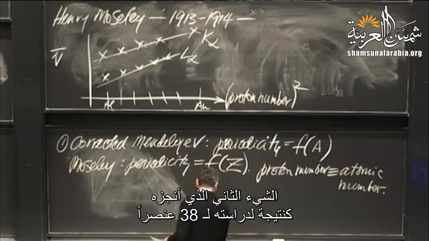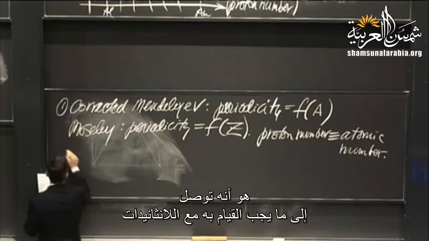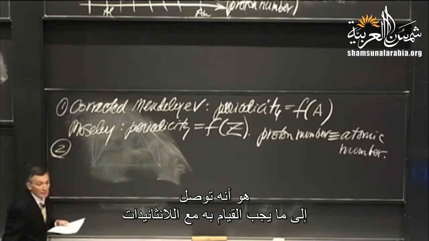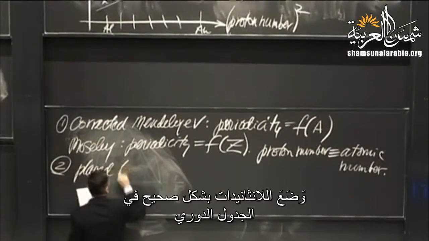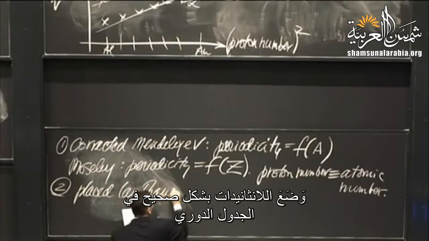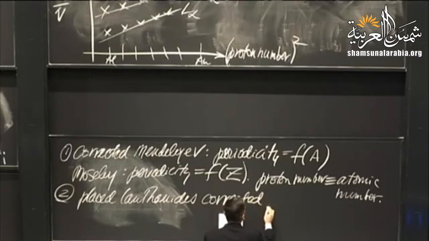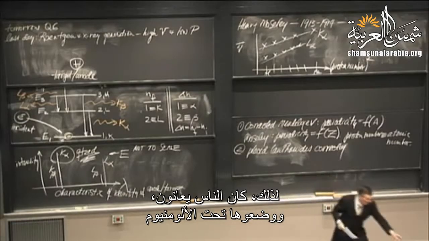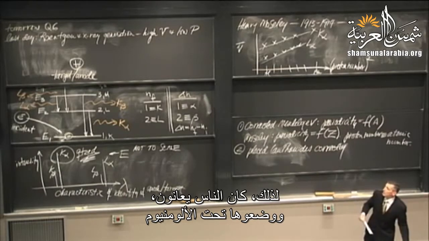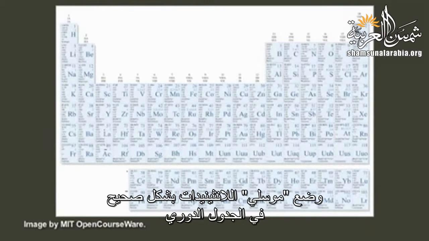The second thing that he did as a result of his study of 38 elements is he figured out what to do with the lanthanides. Remember our friends, the lanthanides? He placed the lanthanides correctly in the periodic table. Many of the lanthanides have a valence of 3, so people were struggling. They were putting them underneath aluminum. They didn't know what to do with them.